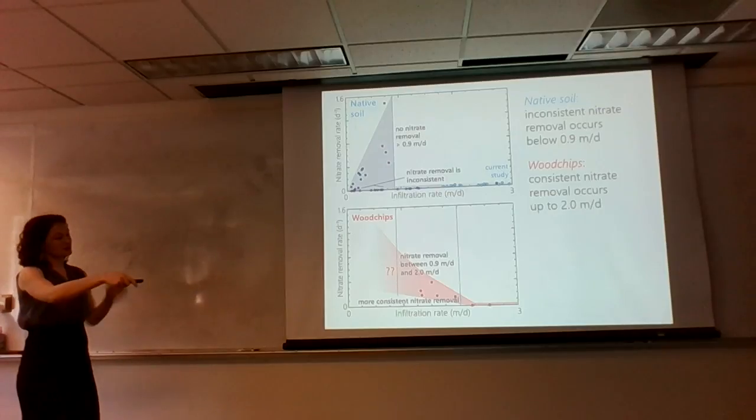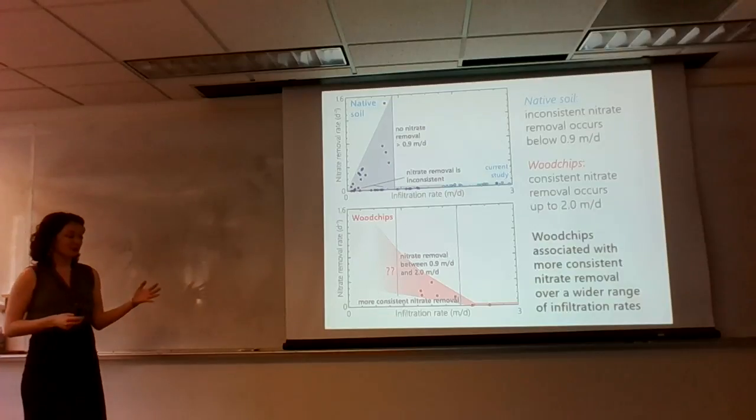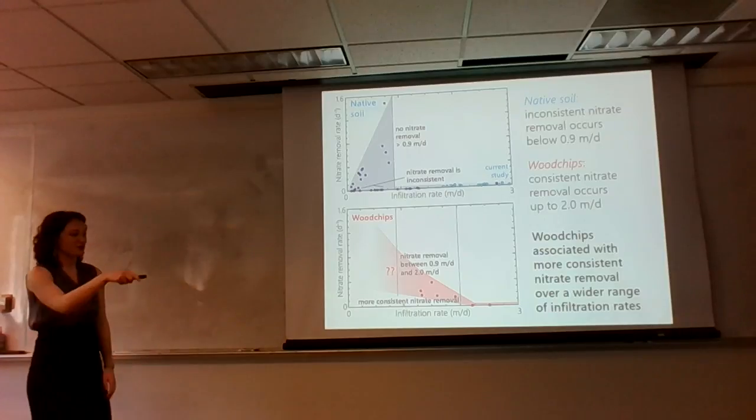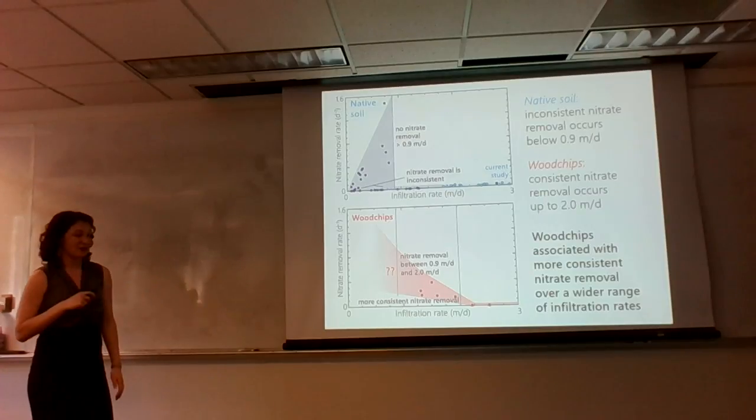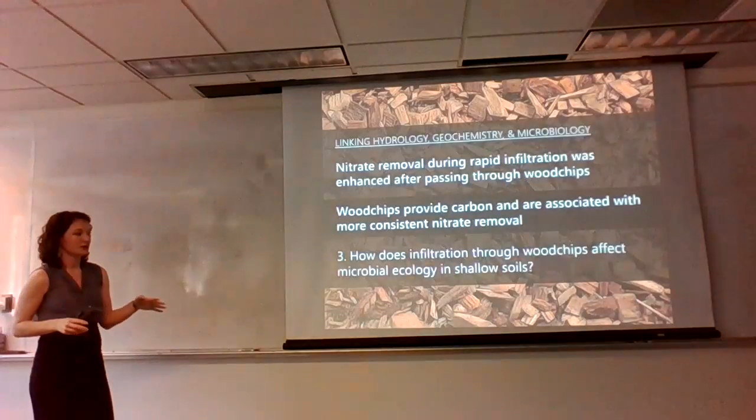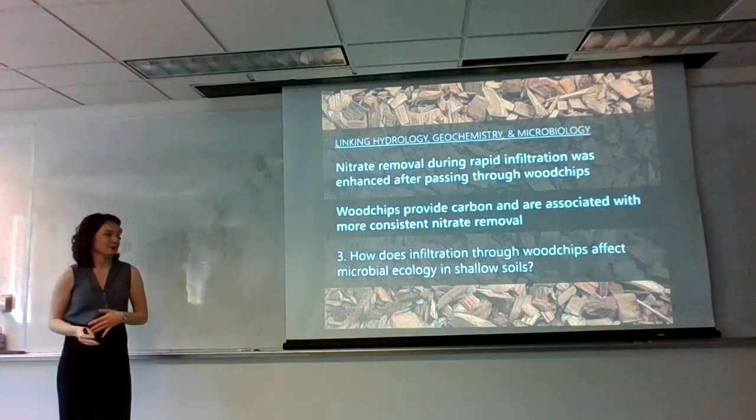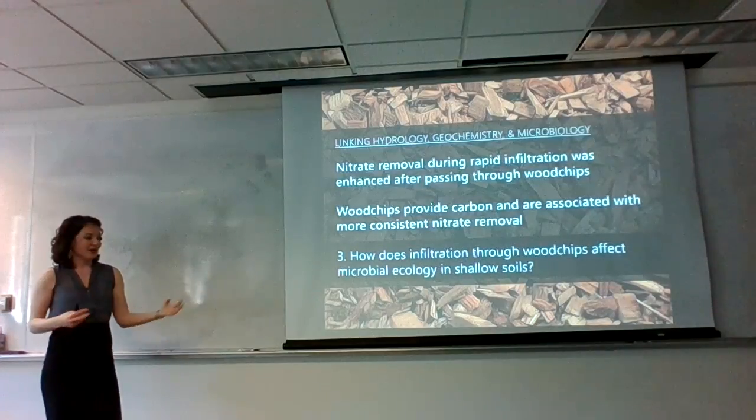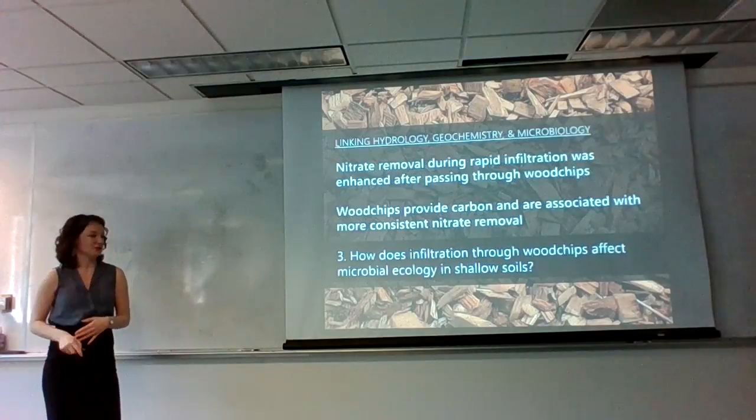Clearly, there's more work to be done to further characterize this space, but our data does demonstrate that the wood chips appear to fundamentally shift how nitrogen cycling works in the subsurface. And so they're associated with more consistent nitrate removal that occurs over a wider range of infiltration rates. So to summarize the geochemistry data, we saw that wood chips provide carbon to the subsurface and are associated with more consistent nitrate removal. Finally, I want to know how wood chips might be impacting microbial ecology in these soils.